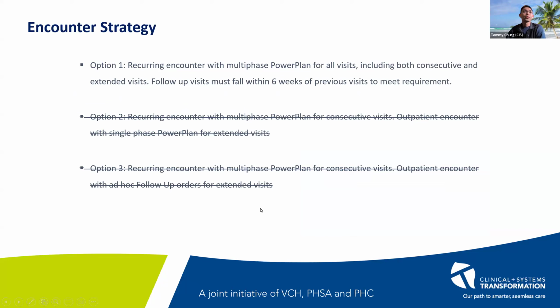Okay, so our encounter strategy. I think last time we decided on using the recurring encounter with our multi-phase power plan for all the visits, including those consecutive and extended ones. Just be aware that the follow-up visits must happen within 6 months of previous visits. And then I just filled in Dr. Potter about our decision to go monthly after 6 weeks. That way we're still within the 28 days of what operationally have been accepted as perfect. Yeah. Okay, thank you.